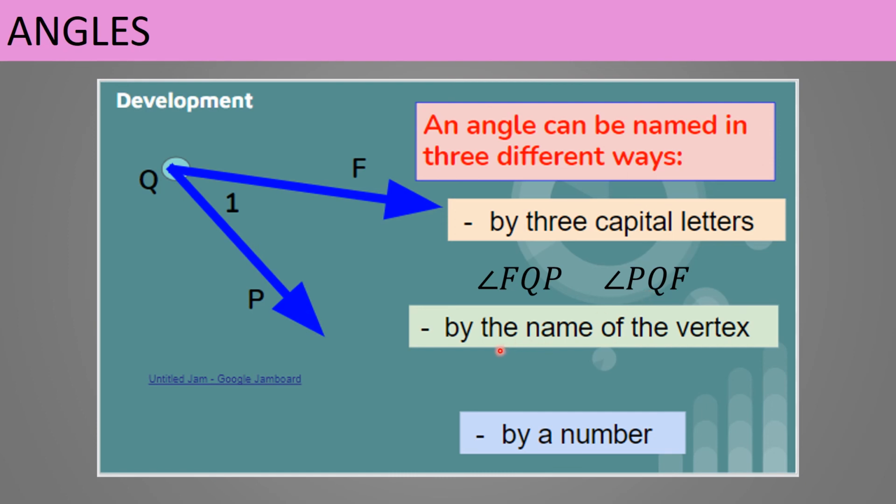Now, we can also name the angle by the vertex. So this is the vertex of the angle, so we can also name it through the letter of the vertex. So we can name it as angle Q. Now, we can also name it by a number if there is a number given in our figure. So since there is a number in our figure, we can also name it as angle 1. So this will be the symbol.